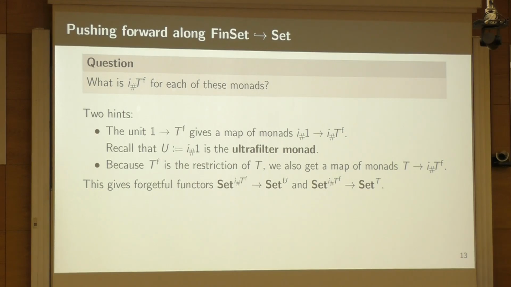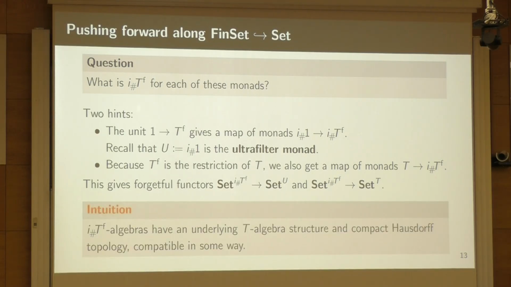The other one is that because these monads were originally restrictions of monads on Set, I can use the universal property of this right Kan extension to give me a map of monads from the original monad to the push forward of the restricted one. And so these are maps of monads, and they give me forgetful functors in the opposite direction between categories of algebras. So what this is telling us is that whatever the algebras for the push forward monad are going to be, they're going to have an underlying T-algebra structure, and they're going to have an underlying compact Hausdorff topology. And those two are going to be compatible in some way that is for us to determine.